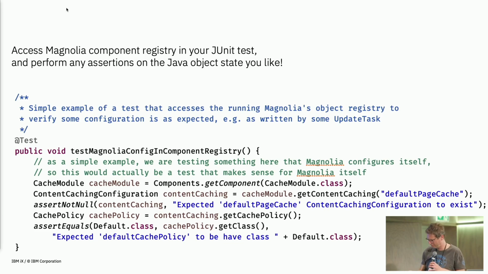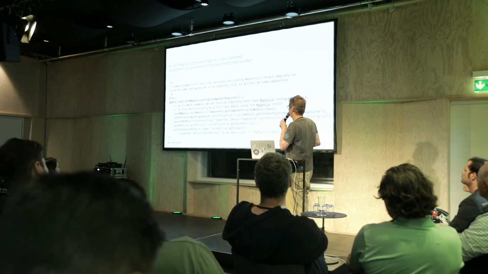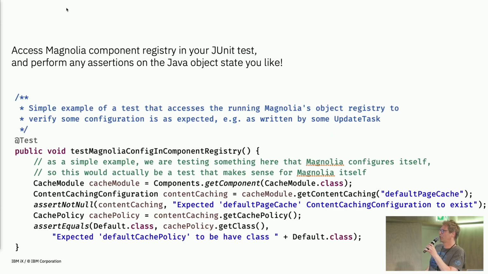You can simply ask Magnolia's component registry: come on, give me the cache module, because I want to do some assertions on my configuration of the cache module. All right, I get the default page cache and make sure it does exist, and then I can get its cache policy, and then make sure that it has a certain class. So you can test pretty much everything that you can configure in Magnolia as long as you can get it through the Magnolia component registry, right?